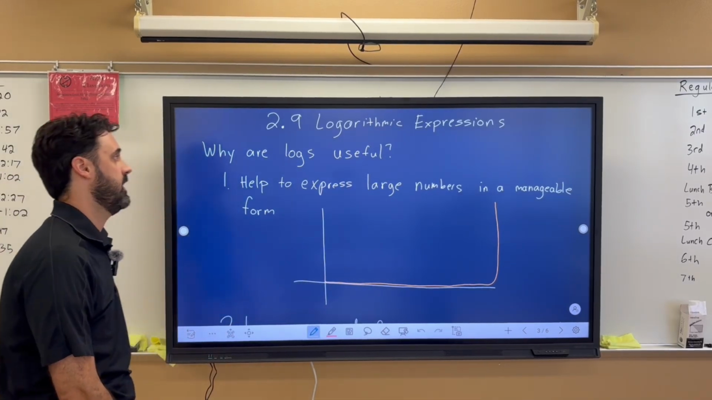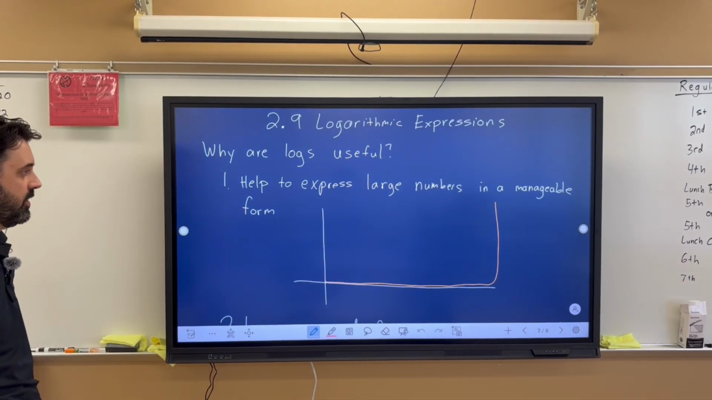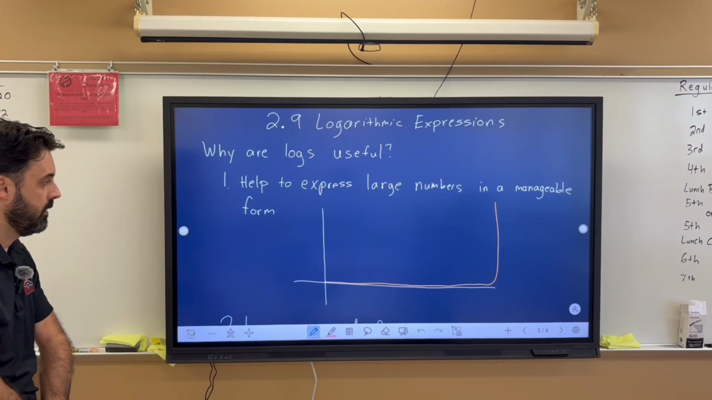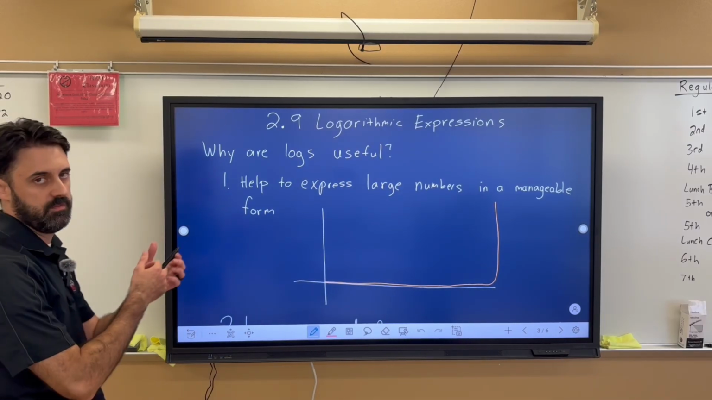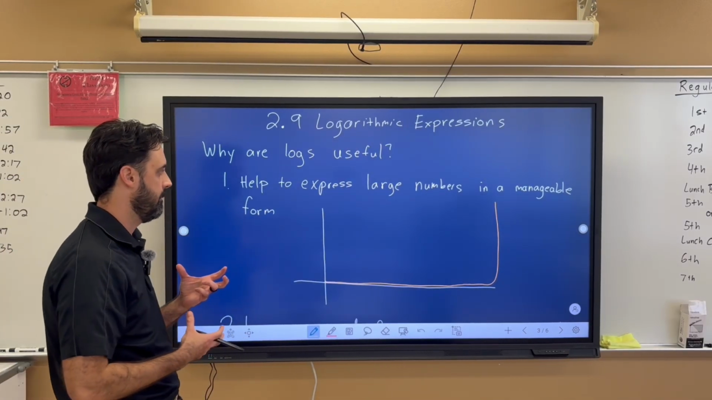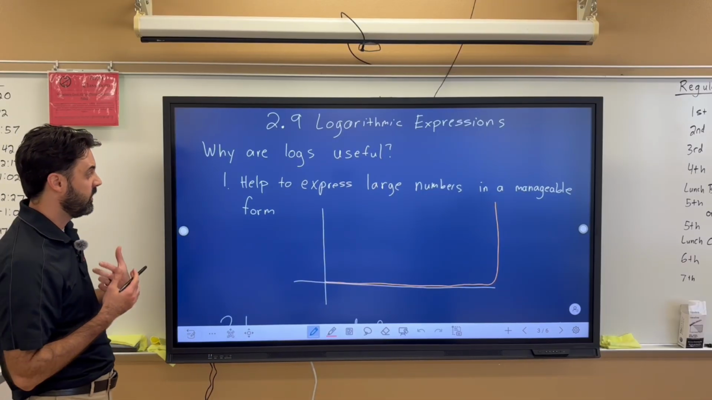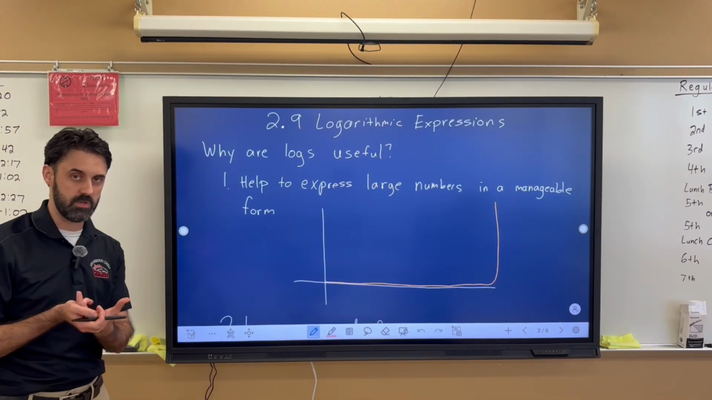All right, guys, section 2.9, logarithmic expressions. So, before we get into problems involving logs and how we're going to use them, I want to take a second and really talk about why logs are useful.